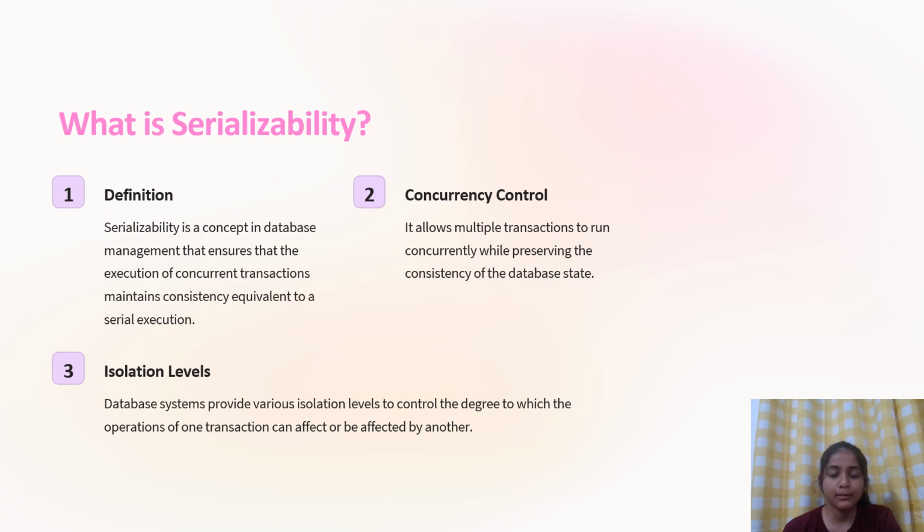So let's see the serializability definition. Serializability is a concept in database management that ensures that the execution of concurrent transactions maintains consistency equivalent to serial execution. Concurrency control allows multiple transactions to run concurrently while preserving the consistency of the database state. Isolation levels: the database system provides various isolation levels to control the degree to which the operations of one transaction can affect or be affected by another.